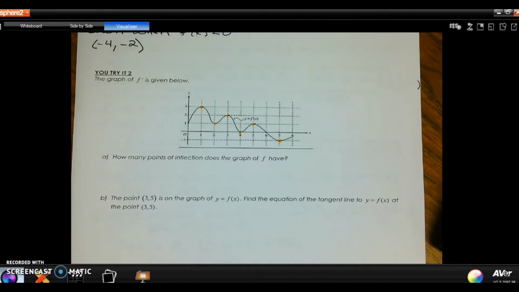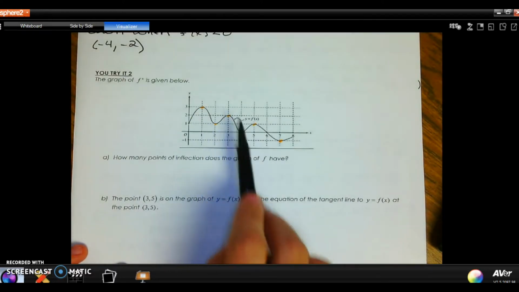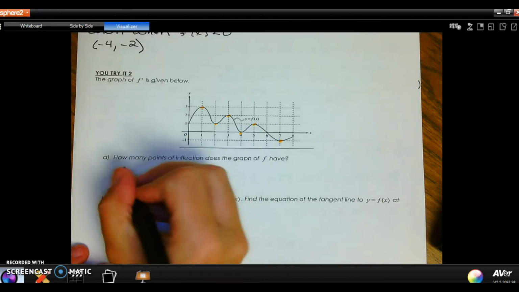A point of inflection is where your original goes from concave up to concave down or concave down to concave up. But what does that actually mean? It means that there's a point of inflection when the derivative goes from increasing to decreasing or decreasing to increasing. So in this case, there are going to be 6 points of inflection: 1, 2, 3, 4, 5, 6.